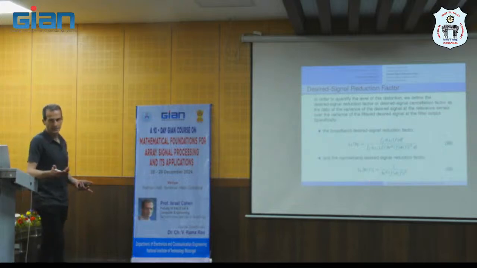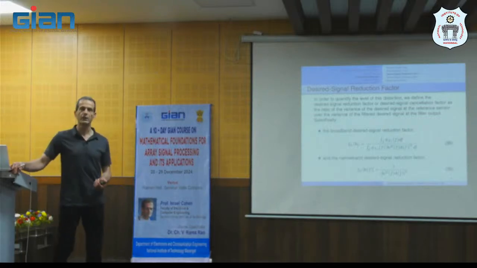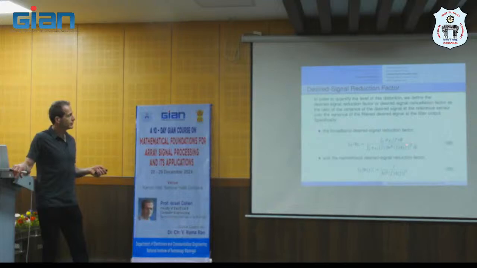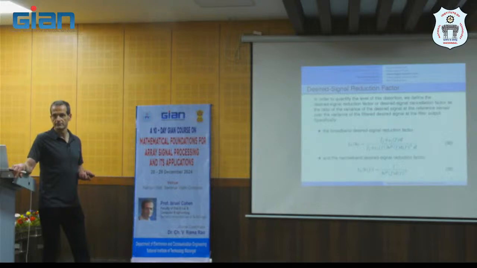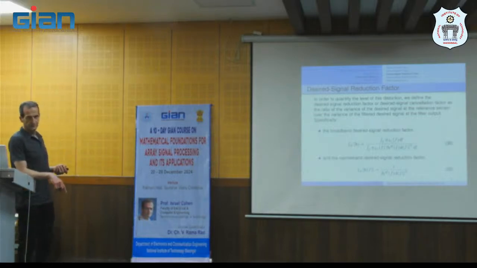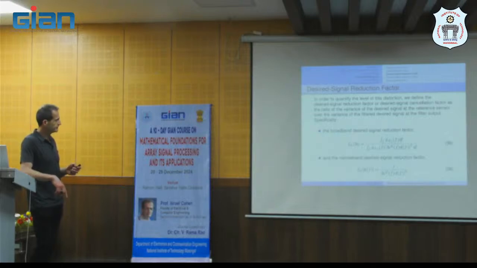Of course, it should be 1, always. With MVDR, we have no distortion, so the desired signal reduction factor is 1. No reduction. And for the broadband, if we put 1 here, you see for each frequency it's 1, so the broadband desired signal reduction factor is also 1. We see it from the formula or from the definition. But of course, for MVDR we don't have any distortion, so it's as expected.